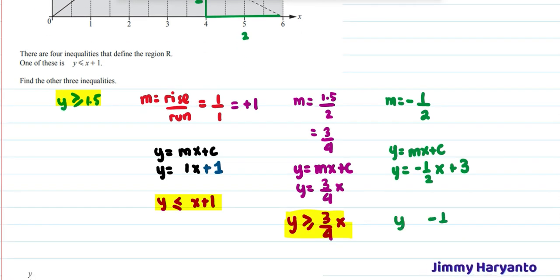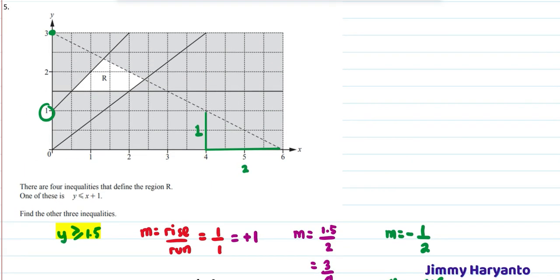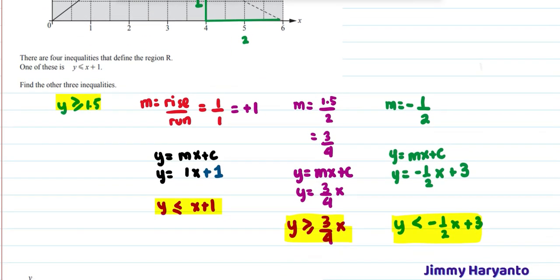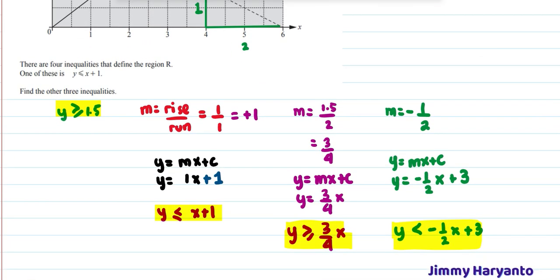Then we only have to choose whether it is less than or greater than. The region is below the line, that means it has to be less than. And then it's a broken line, that means you don't have to put equal to. Yeah, so just leave it like that. Okay, that is the inequalities for these questions.